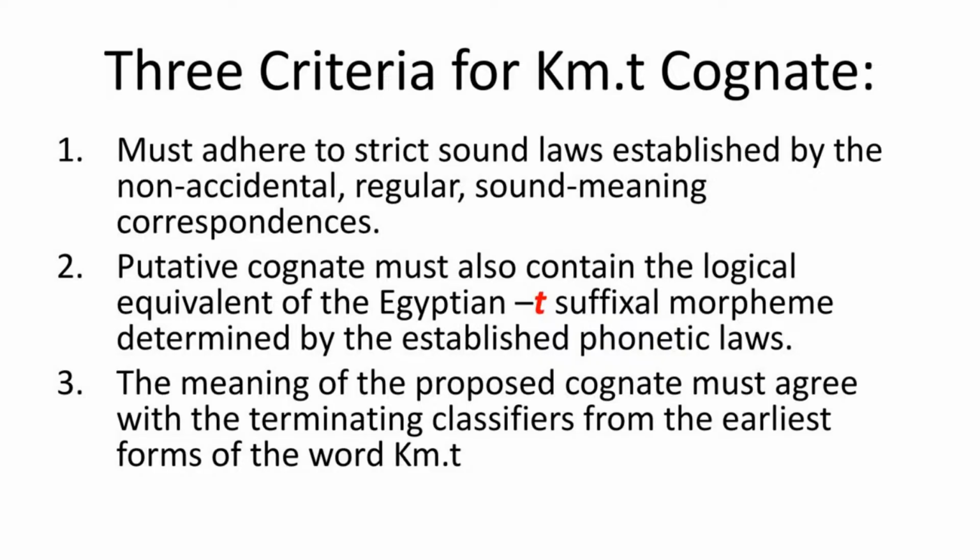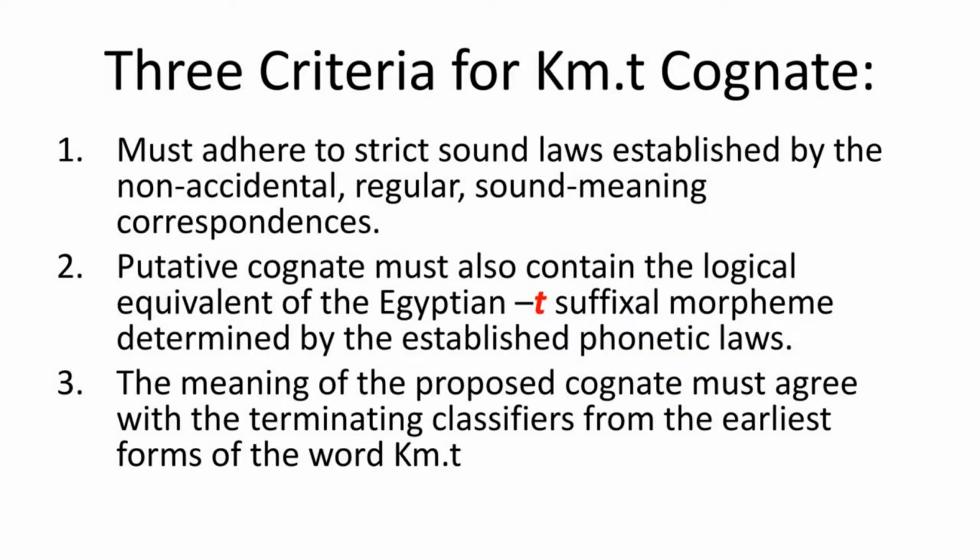Secondly, the putative cognate must also contain the logical equivalent of the Egyptian T suffixal morpheme, determined by the established phonetic laws. After we have established the sound laws or the sound correspondences, we look into the presence of the equivalent morpheme in the related languages. Whatever form we have, it must have a logical equivalent, because some languages that are related to Egyptian may have this morpheme as a prefix while the Egyptian has it suffixed, but they're logically equivalent. And not only that, the morpheme itself must adhere to the phonetic laws that we set up in the first part of the experiment.